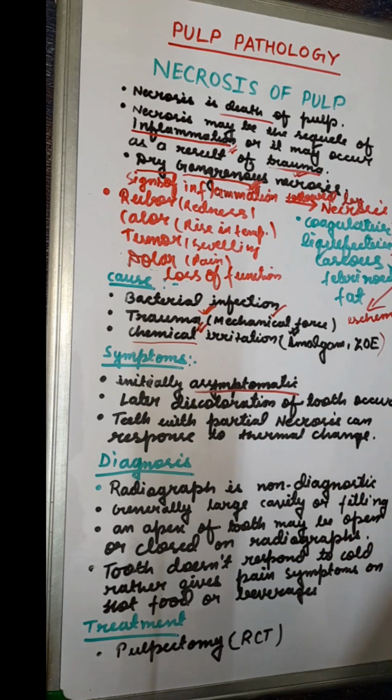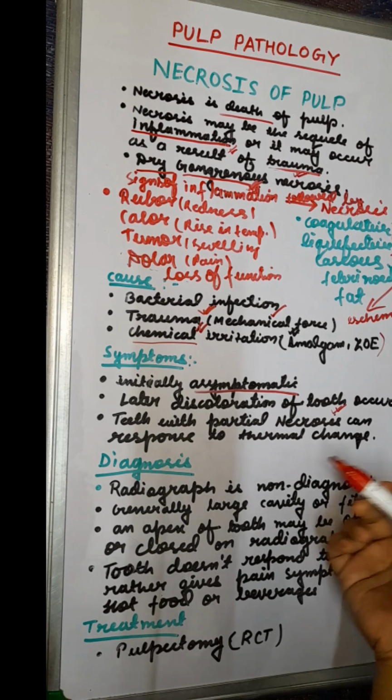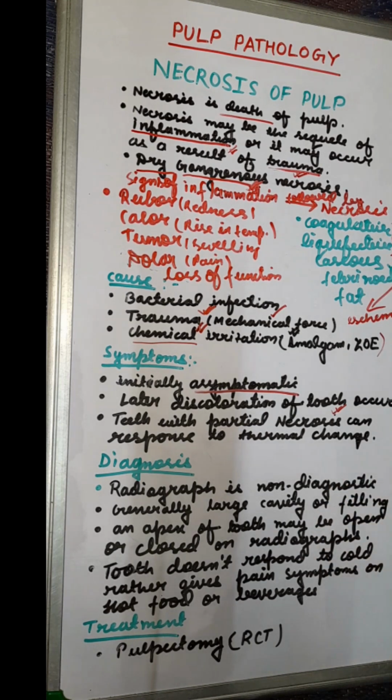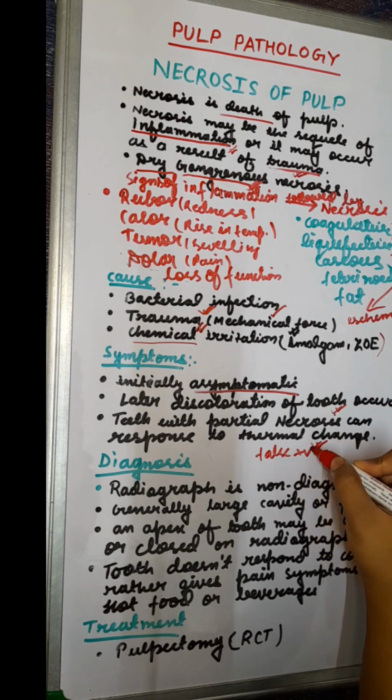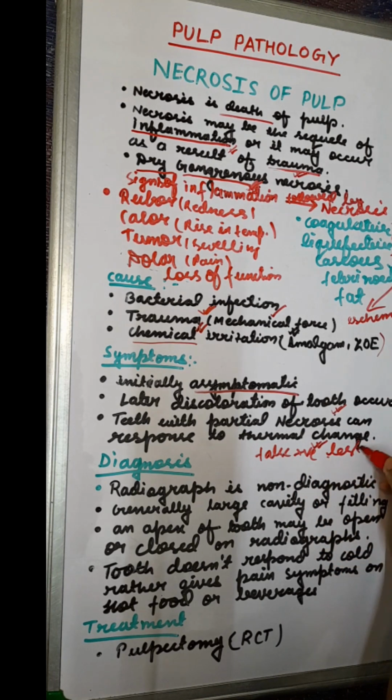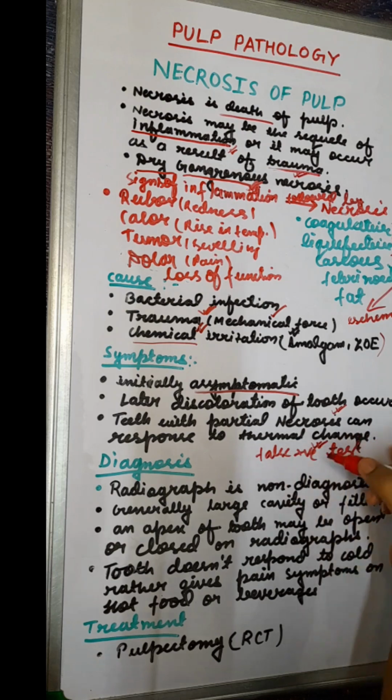Later, discoloration of the tooth occurs, like black or grey discoloration, and it causes loss of luster of the natural tooth. And teeth with partial necrosis can respond to thermal change and it gives a false positive test. So the pulp appears as alive or viable, but the pulp is actually dead. So it gives a false positive test.